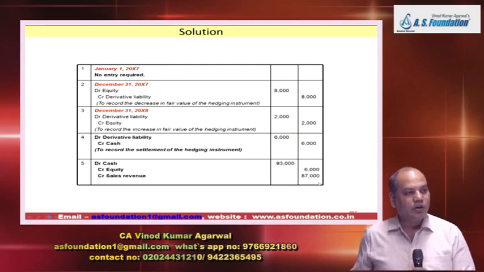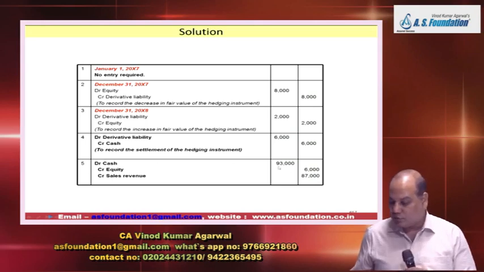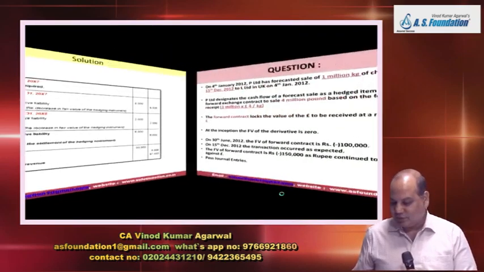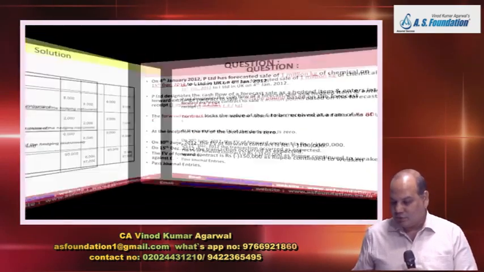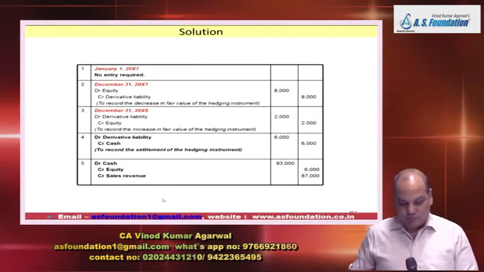Or you can pass two entries also. First you can write cash to sales 93,000, and then the 6,000 you can adjust against sale in the next entry. You want to pass two entries or one? One. For the narration, write down: being sales recorded.